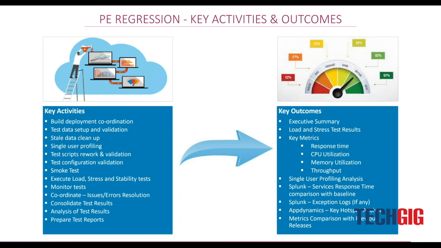And also, mainly we are using it for analyzing the application logs. There might be a good test, but there might be exceptions happening at your application end. So you have to ensure you are monitoring the Splunk logs also. Identify if there is any exception, add that in your report and send it to them. So yeah, these are the key activities and the outcomes that we perform during the regression phase.